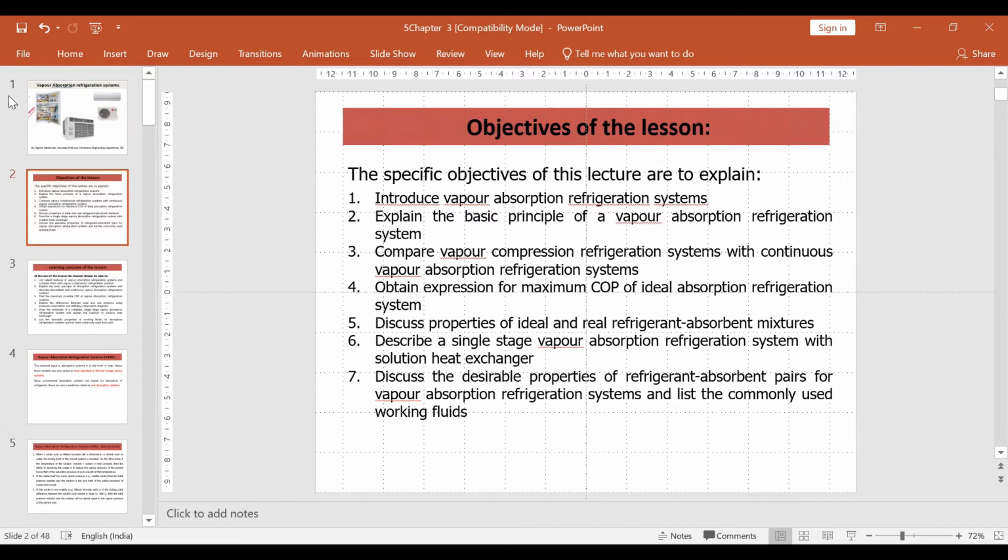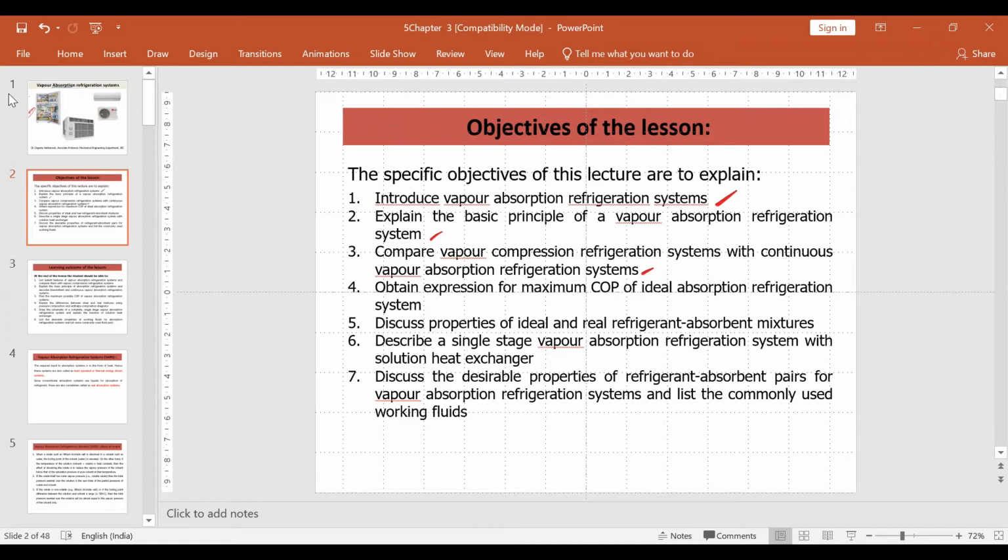Objective. Here we will introduce vapor absorption refrigeration system, and then we'll explain the basic principle of vapor absorption refrigeration system. We'll compare vapor compression refrigeration system with vapor absorption refrigeration system. This is the basic difference between these two systems.